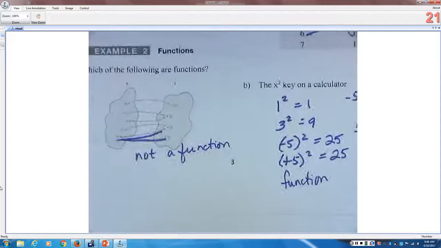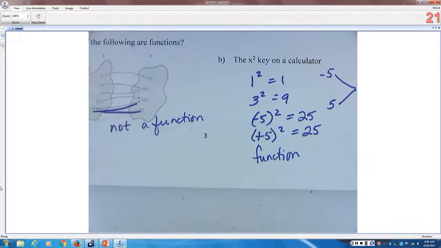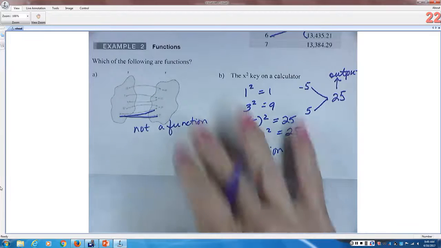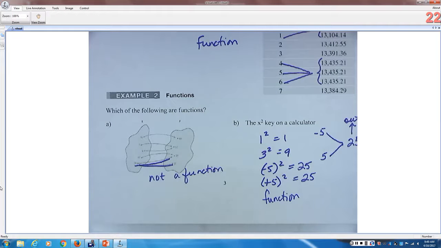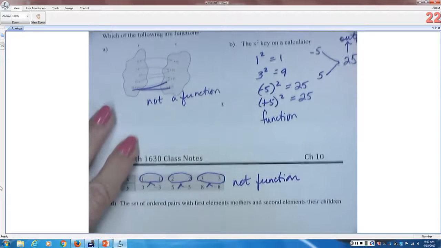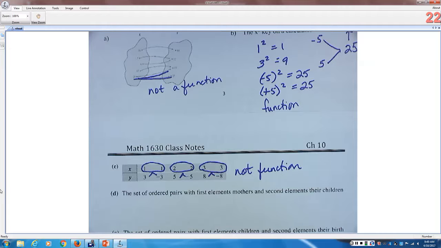So we've got some more examples. I think I'm just gonna move these over here so I can move them off more easily. So there's the examples we have so far. And then example D says the set of ordered pairs with the first elements are mothers and the second elements are their children. Yes, that's a function.